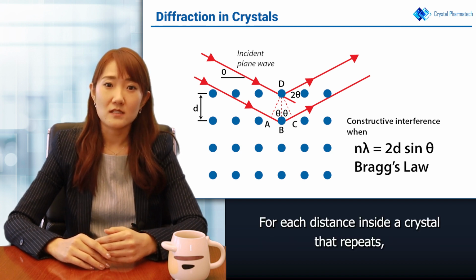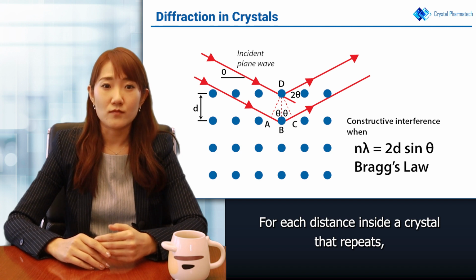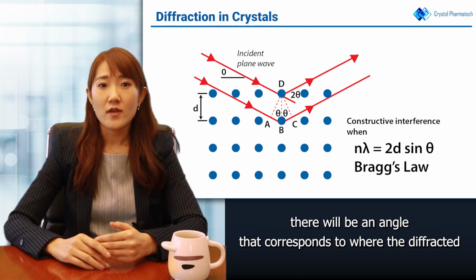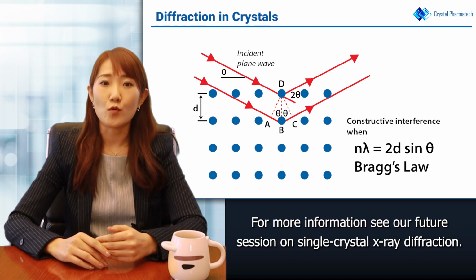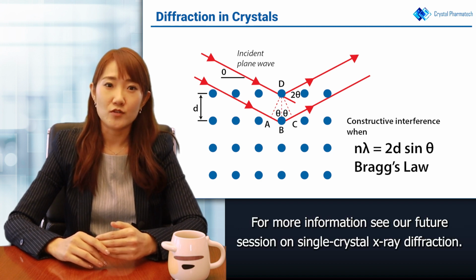For each distance inside a crystal that repeats, there will be an angle that corresponds to where the diffracted X-ray will be the brightest, determined by a relationship expressed in Bragg's law. For more information, see our future session on single crystal X-ray diffraction.